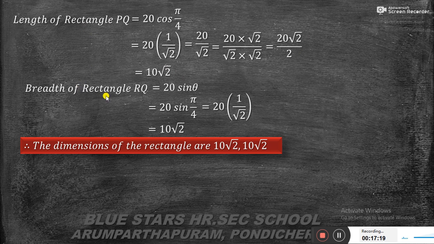Next, breadth of the rectangle RQ equal to 20 sin theta, 20 into sin pi by 4. Sin pi by 4 is 1 by root 2. Again multiply and divide by root 2, we get the answer 10 root 2. Therefore the length value is 10 root 2 and the breadth value is 10 root 2. So the dimensions of the rectangle, length comma breadth, are 10 root 2 and 10 root 2. This is the answer for this problem.